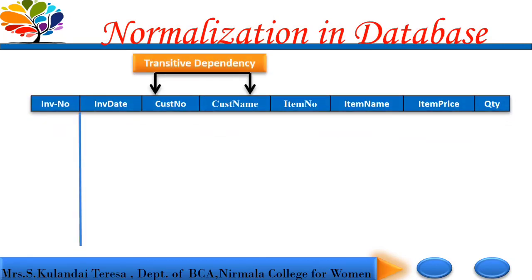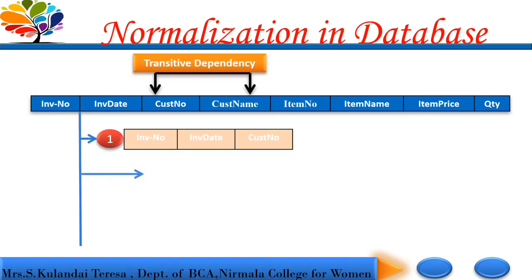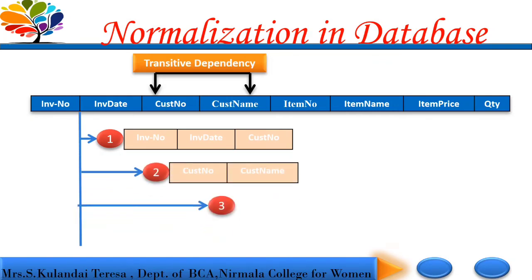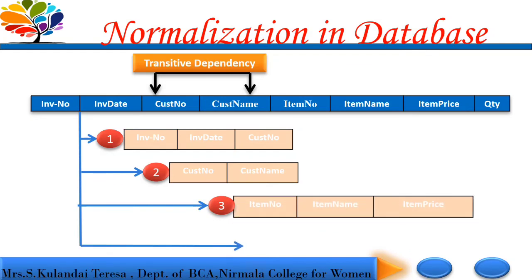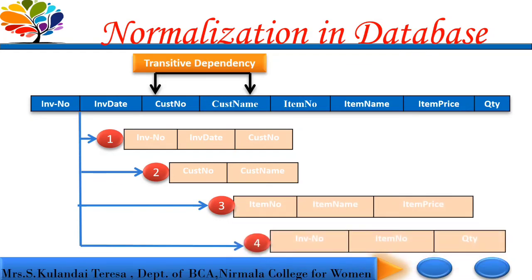Here is a table of third normal form where the table is split up into four. The first table is invoice number, invoice date, customer number. Second table: customer number, customer name. Third table: item number, item name, item price. And the fourth table: invoice number, item number and quantity.